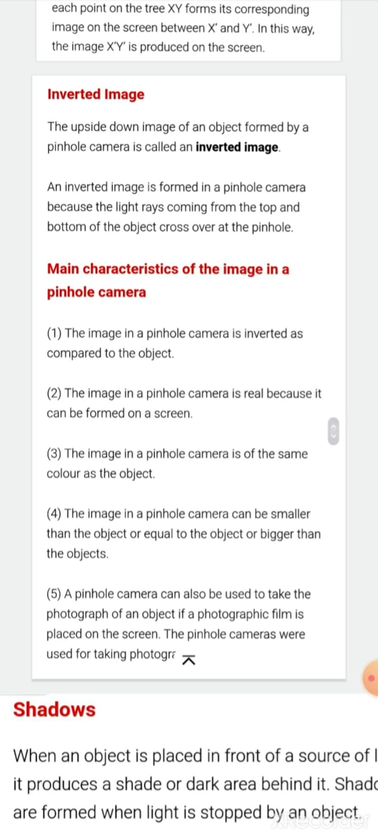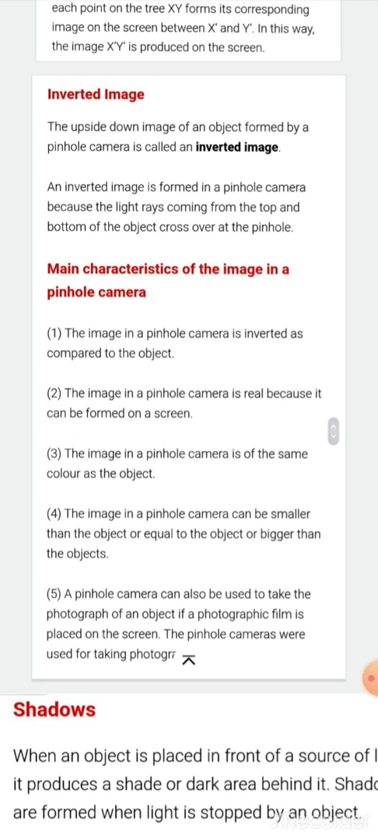What are the main characteristics of the image in a pinhole camera? The image in a pinhole camera is inverted as compared to the object. The image is real because it can be formed on a screen. The image is of the same color as the object. The image can be smaller than the object, equal to the object, or bigger than the object. A pinhole camera can also be used to take a photograph of an object if the photographic film is placed on the screen.